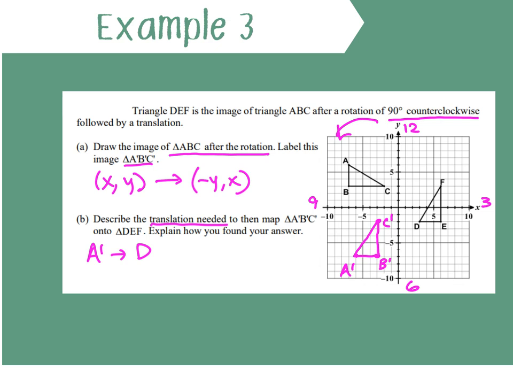I'm just going to check. I'll count 1, 2, 3, 4, 5. It looks like it's going up 5, so I'd have my y going +5. And it looks like it is going over 1, 2, 3, 4, 5, 6, 7, 8, 9. So my x is going to the right. The right means it's positive, so it'd be x + 9. Explain how you found your answer. Well, I would say that I counted up from my A primed to the corner that corresponds with it, and I counted how many steps to the right or to the left.